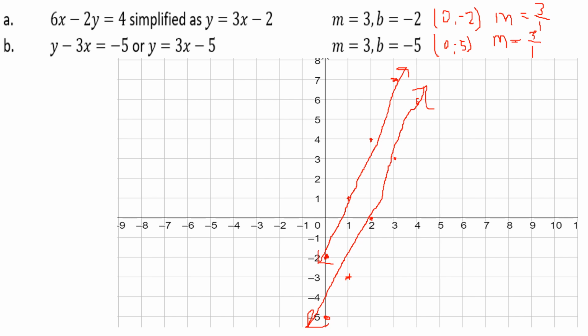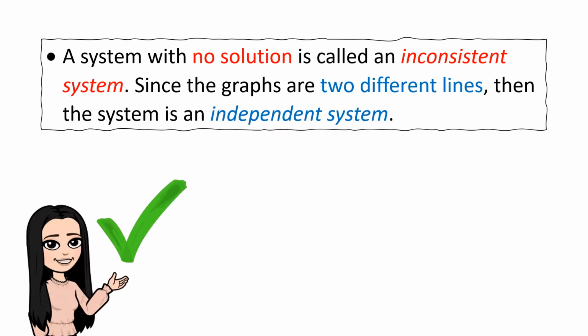So, even if I extend this infinitely, there's no chance that these two lines can intersect. So, take note, they have the same slope, which is 3. A system with no solution is called an inconsistent system. Since the graphs are two different lines, then the system is an independent system.